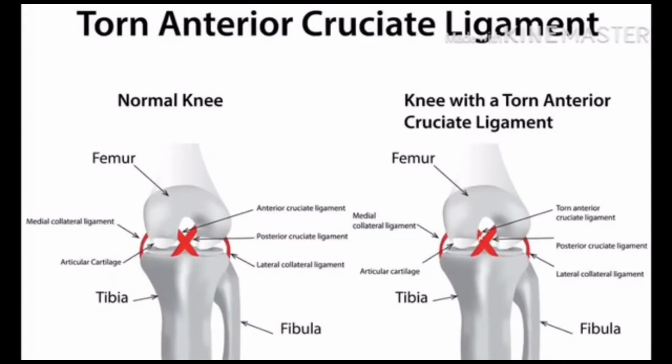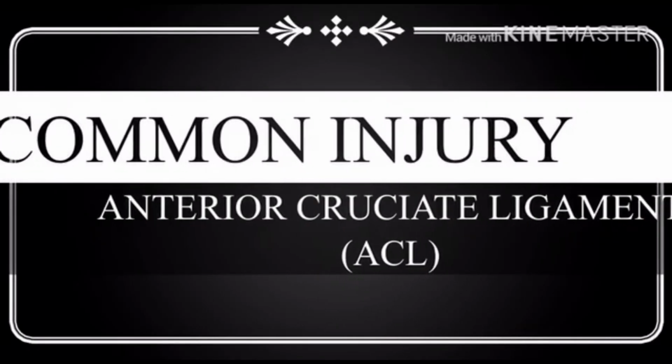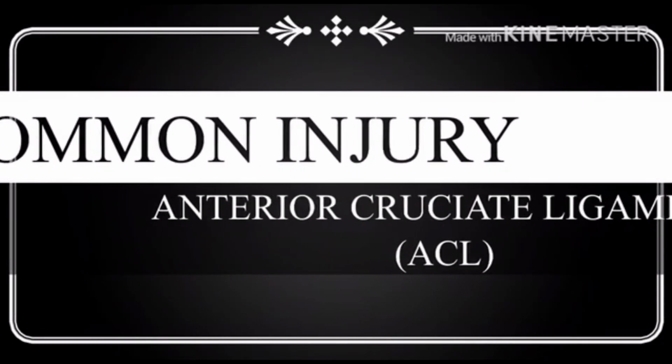The ACL is a major ligament in your knee that keeps your shin bone from sliding and gliding forward in relation to your thigh. An injury, such as a sprain to your ACL, may cause significant knee instability and prevent you from participating in high-level sports that require stopping and starting, running and jumping. The common injury that occurs is to the anterior cruciate ligament, which is the ACL.